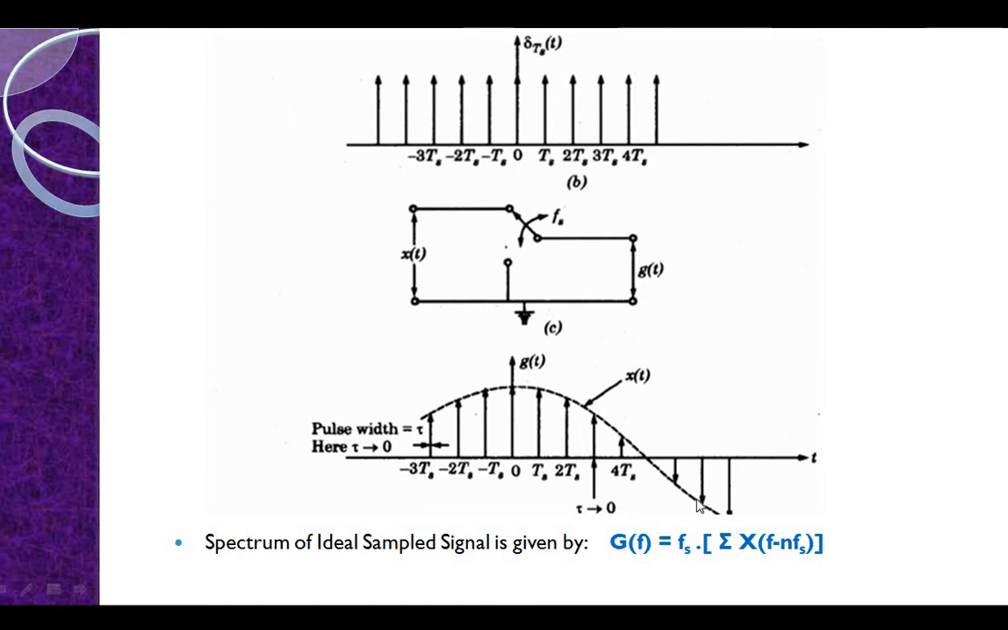When the switch is in the off position, the output will of course be 0, because it is not going to multiply with your message signal, right? So it will be 0. This is how you will be getting your ideal sampling.